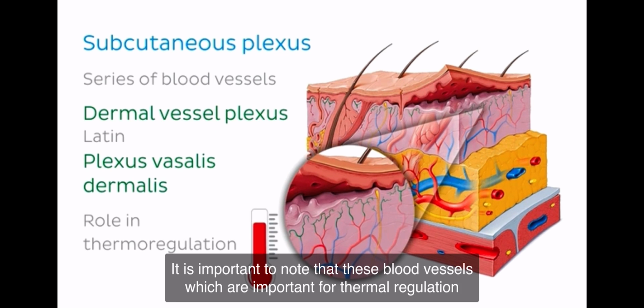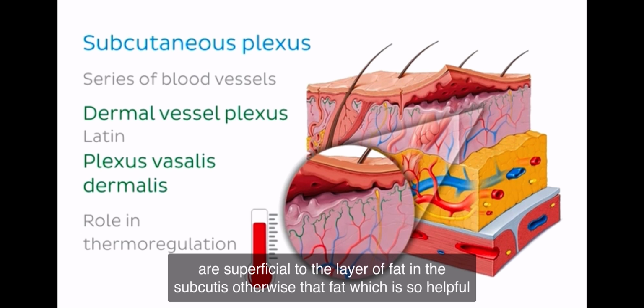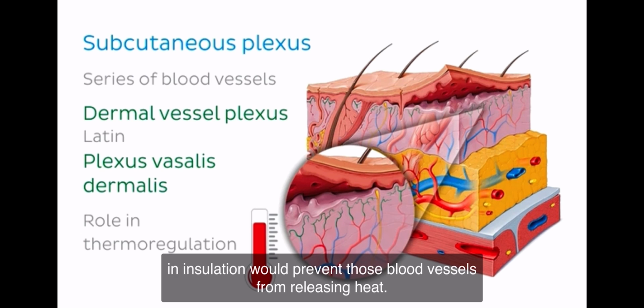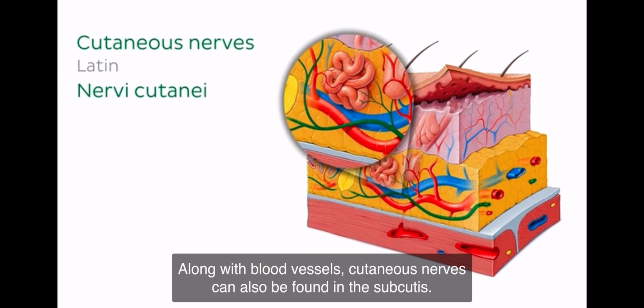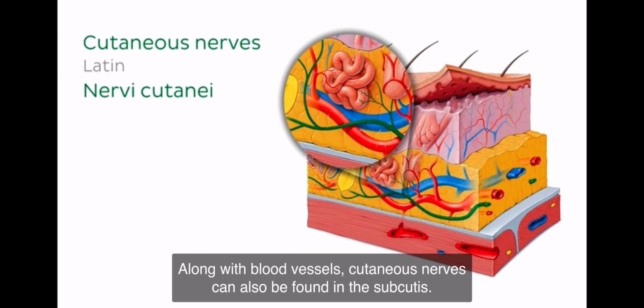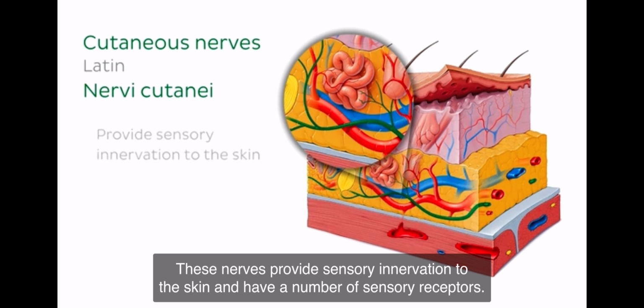It is important to note that these blood vessels, which are important for thermoregulation, are superficial to the layer of fat in the subcutis. Otherwise, that fat, which is so helpful in insulation, would prevent those blood vessels from releasing heat. Along with blood vessels, cutaneous nerves can also be found in the subcutis. These nerves provide sensory innervation to the skin and have a number of sensory receptors.